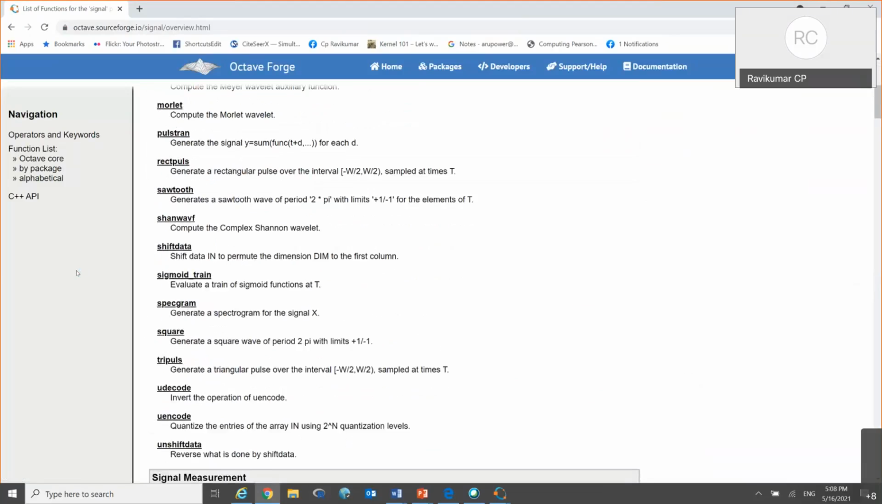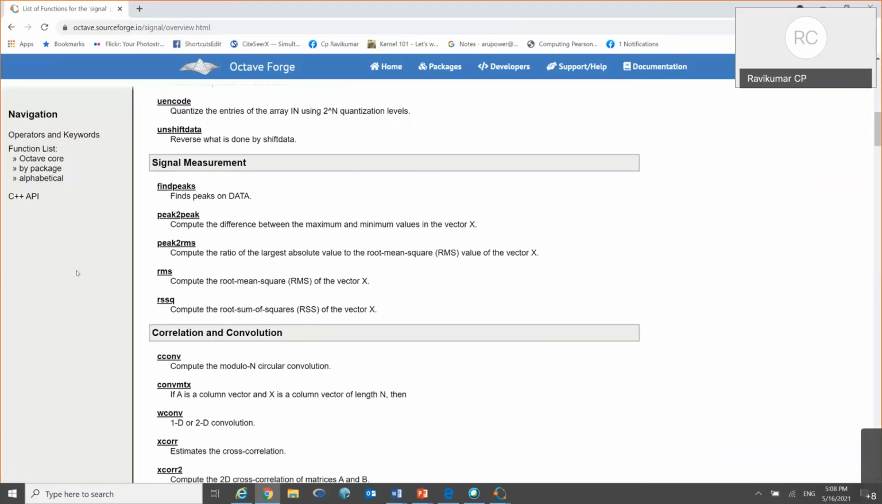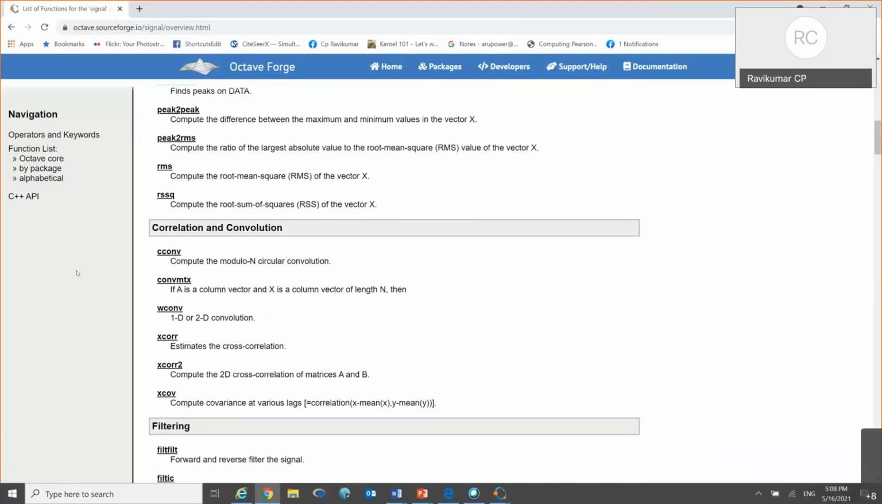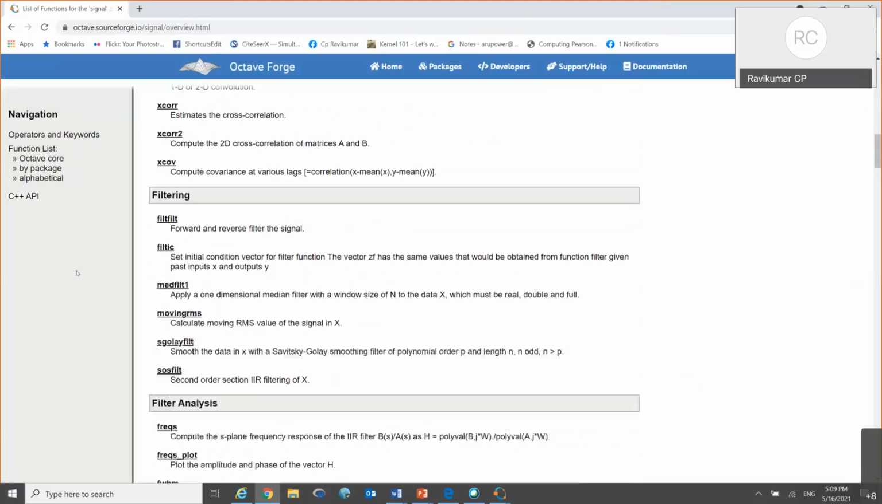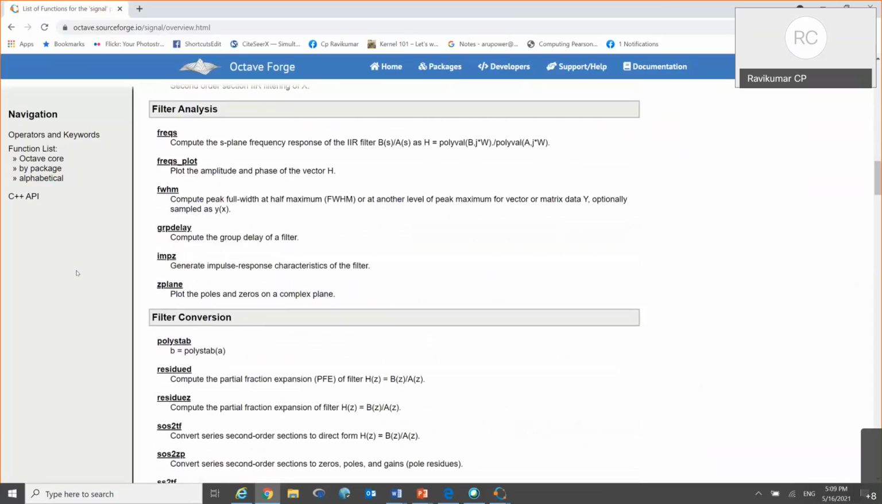Z transforms and RMS value of the signal, convolution. FFT is anyway supported as part of the main package itself, so you don't need this package to calculate the FFT. So FFT can be found out directly, right? You can try that exercise. Suppose I take a signal and calculate the FFT. Okay, let us take a signal.